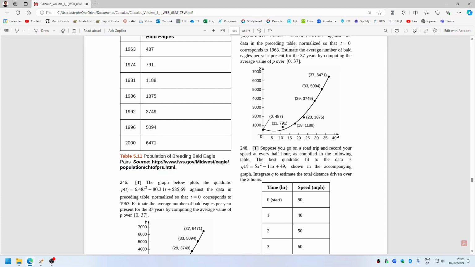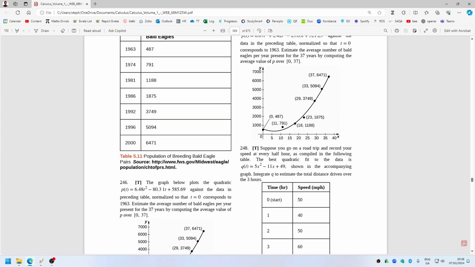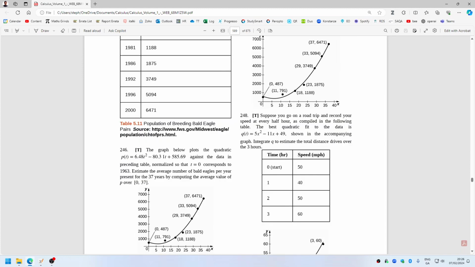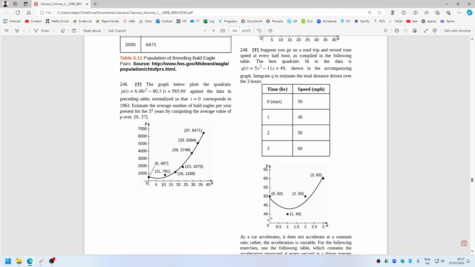Now, for the next questions, a table is given, but I don't think it's necessary to use it. In 2, 4, 6 you're given a graph below, a quadratic, which is an approximation of the table that was given. You want to estimate the number of bald eagles per year for the 37 years by computing the average value. So you just want to average this quadratic, which actually isn't too bad of a question.